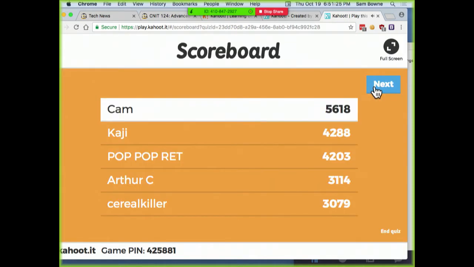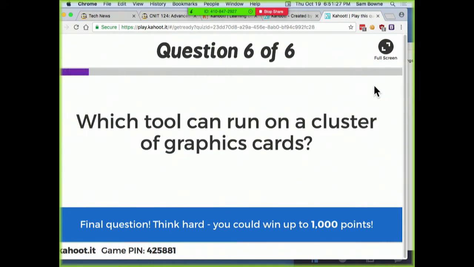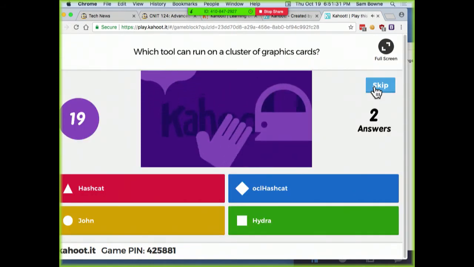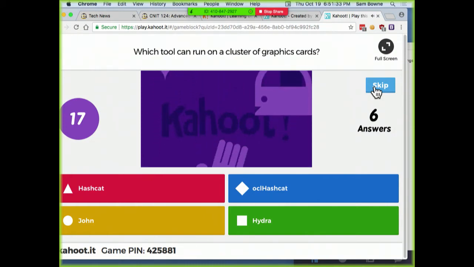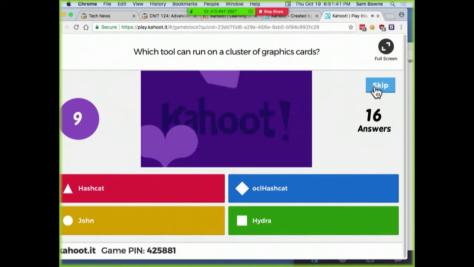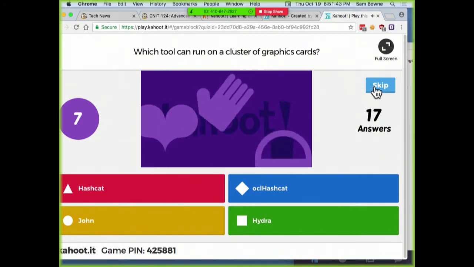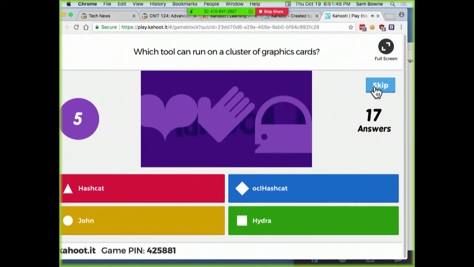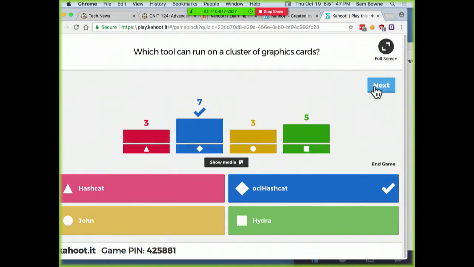All right. And which one can run on a cluster of graphics cards? What you do if you're really serious about it. That's oclHashcat.